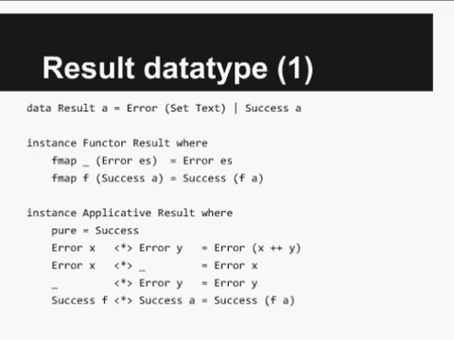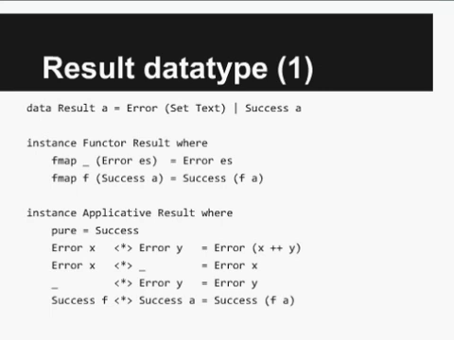I don't want to go too into detail with the explanation of what applicative functors are, but here are the implementations of the basic type classes of functor and applicative. And essentially, we're just going to go ahead and take all error messages that exist and combine them together. And if we have a success, we'll pass on the success instead.